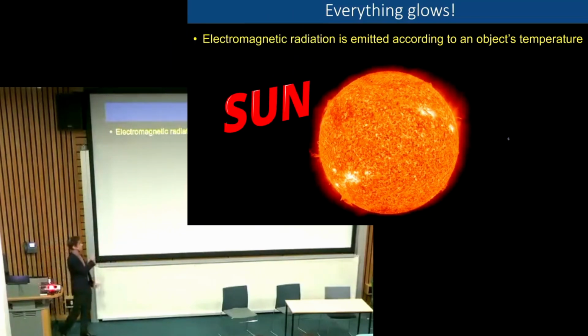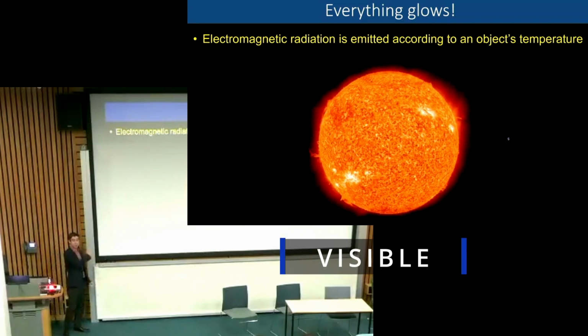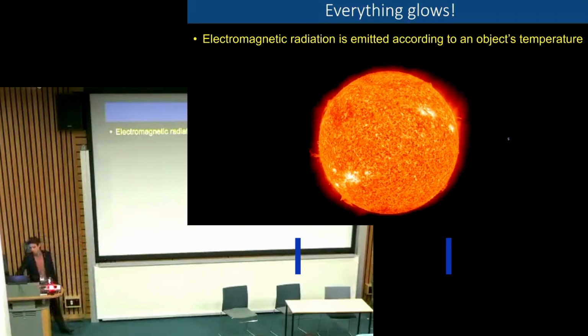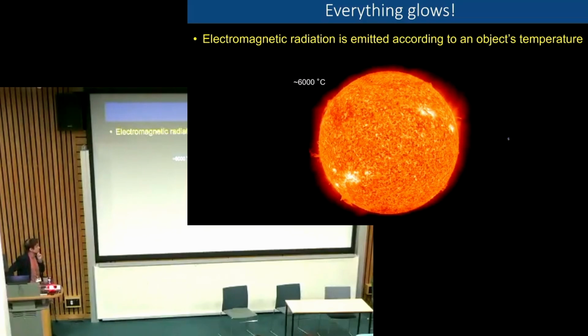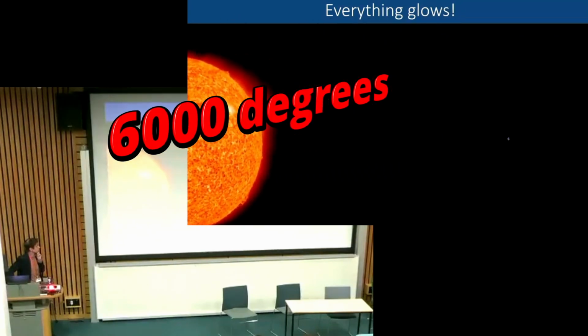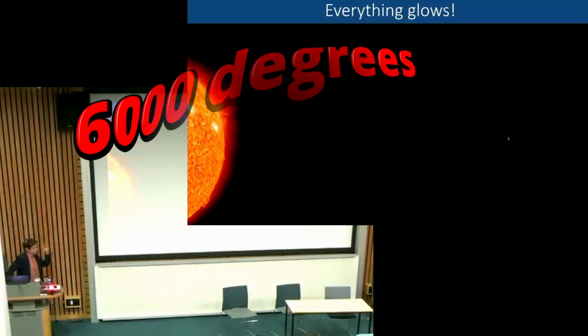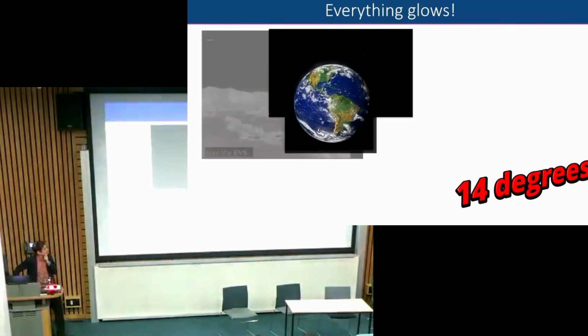The sun, though, gives off radiation, not only in the infrared and many other wavelengths, but also in the visible part of the spectrum. And the point is, the spectrum observed classically, or observed before we could explain it, relates to the temperature of the object. So the surface of the sun might be 6,000 degrees centigrade, and we know, of course, the sun is very well visible, not advisable to look at it. And then planet Earth might have an average temperature of 14 degrees centigrade.